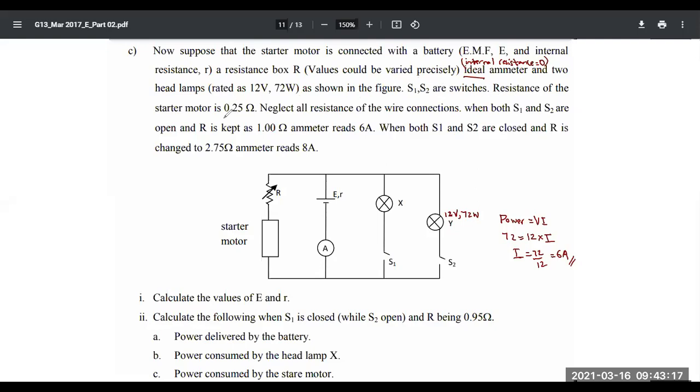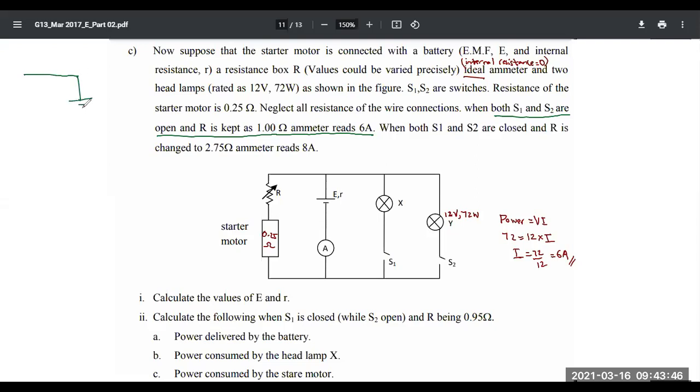That is the meaning of this. S1 and S2 are switches. Resistance of the starter motor is 0.25. So this has a resistance already, 0.25 ohm. So I'll mark it here. Think of this as another resistor. That's it. Neglect all the other resistance. And when both S1 and S2 are open, I will underline this in green color. Both S1 and S2 are open and R is kept at 1 ohm. Ammeter reads 6 ampere. So when S1 and S2 are open, there's no current going through the headlamps. Therefore, for the green color part I have underlined, your circuit is only this.